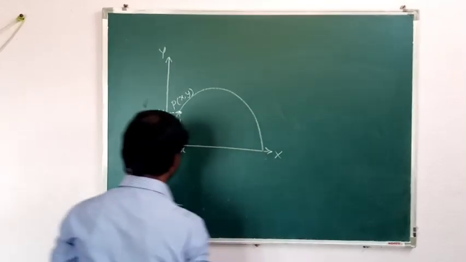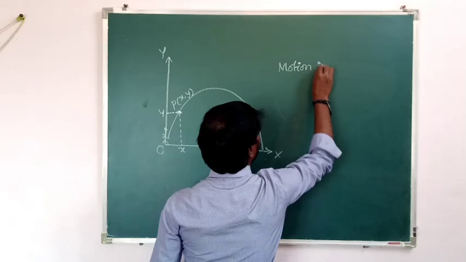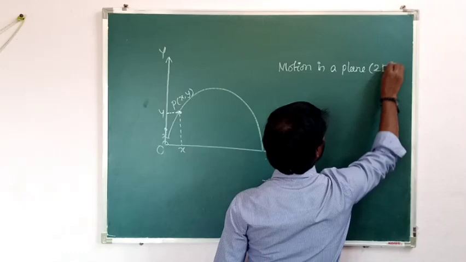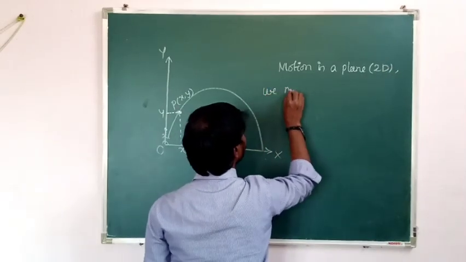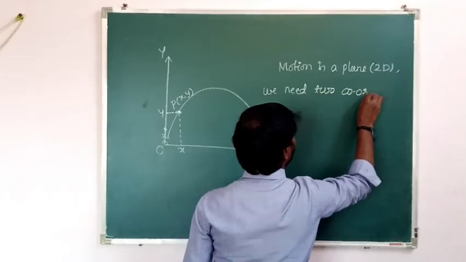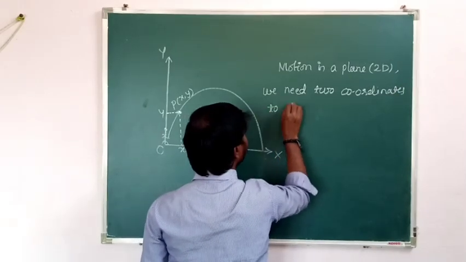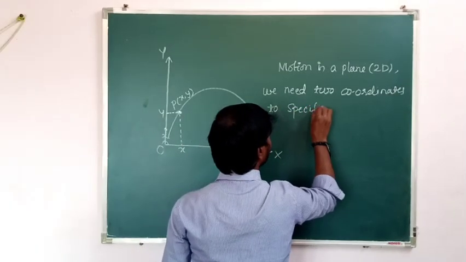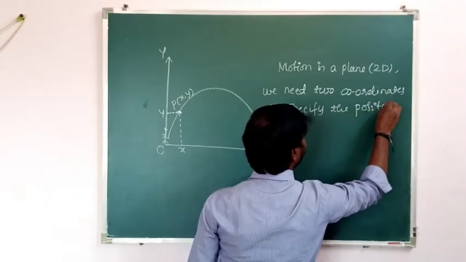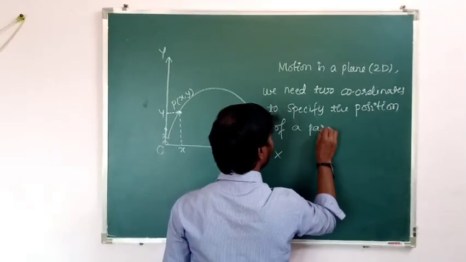So in case of motion in a plane or 2 dimensions, we need 2 coordinates to specify or to find the position of a particle or the position of an object. What are those coordinates here?